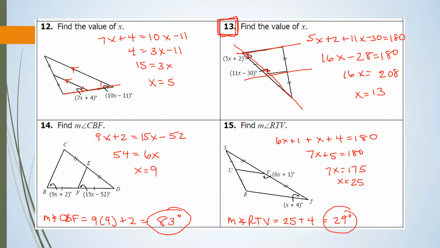All right, so for number 14, you should have gotten x equals 9. Those two angles had to be congruent because they are corresponding. And then when you take your 9 and plug it in for angle CBF, you should get 83 degrees.